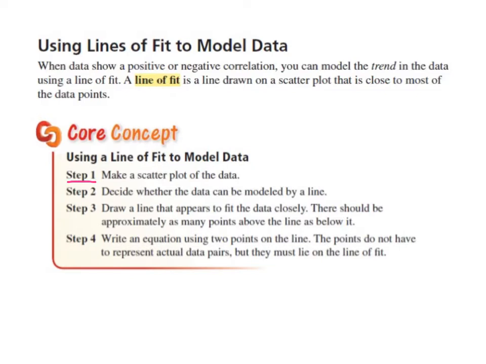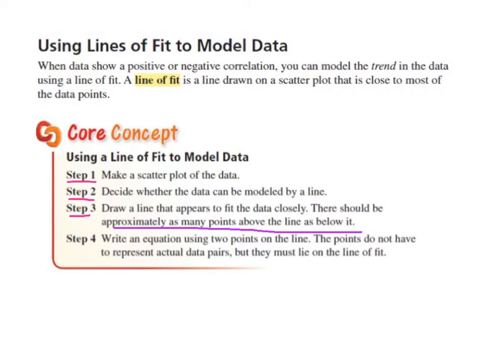Second, we have to decide whether the data can be modeled by a line. Right? So is there a correlation? Third is to draw in a line that appears to fit the data closely. There should be approximately as many points above the line as below it, right? So there's not necessarily one right answer. There are definitely wrong answers. Okay? There are things that don't make good lines of fit. But there's not necessarily one right answer. Okay? We'll practice this more yet tomorrow.